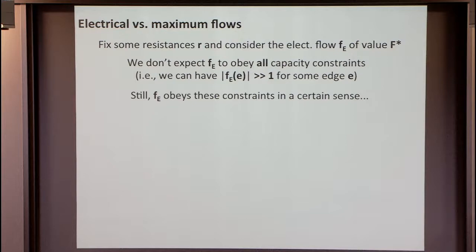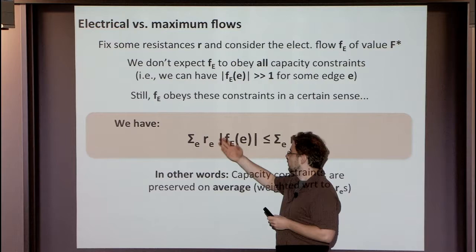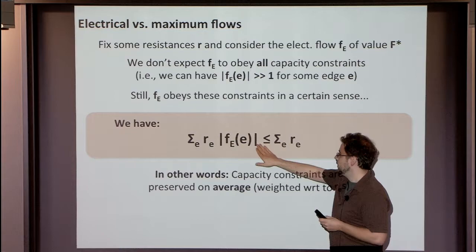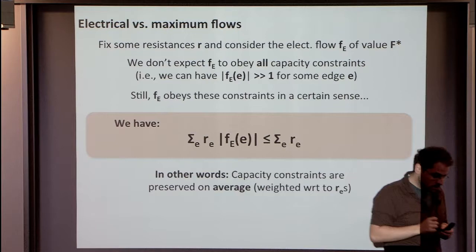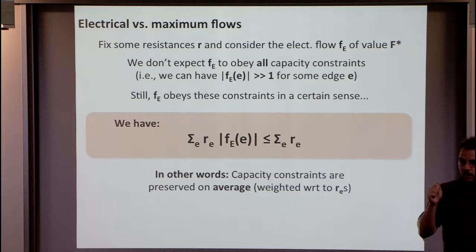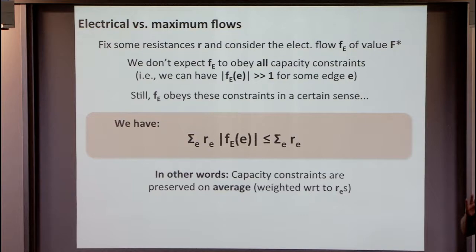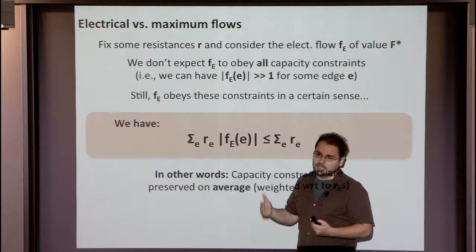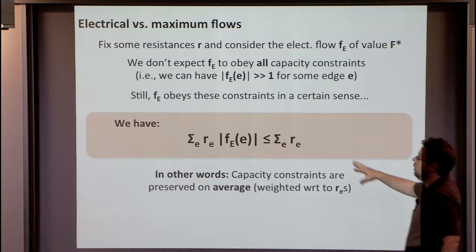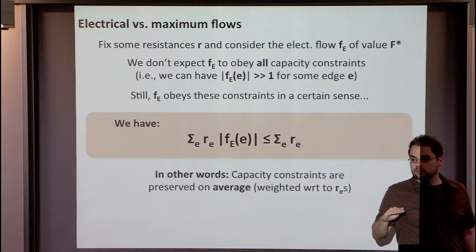Namely, what you can prove is that no matter what the resistances are, if I look at the expression, and divide it by the sum of the resistances on both sides, what you get on the left is the expected overflow, where the average is taken with respect to resistances. This average overflow will be at most 1, which is what we expect it to be. The fact that the average overflow is good doesn't mean that no edges overflow. Indeed, very often there will be edges that overflow a lot, but the average will always be good, no matter what the resistances are.